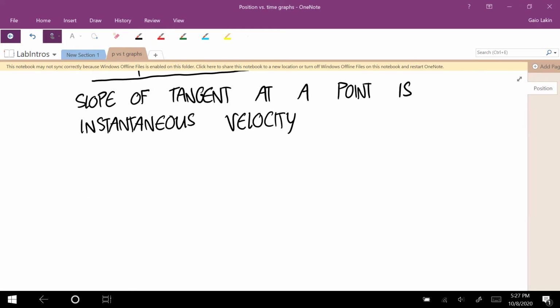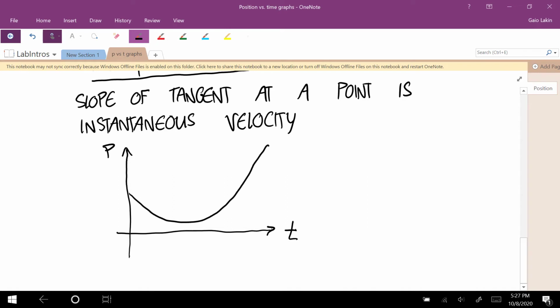Okay, so for example, if this is a position versus time graph, and let's say it looks like this, okay? And let's say we want to know, is the velocity positive or negative here and here and here? Okay, let's check those 3 points.